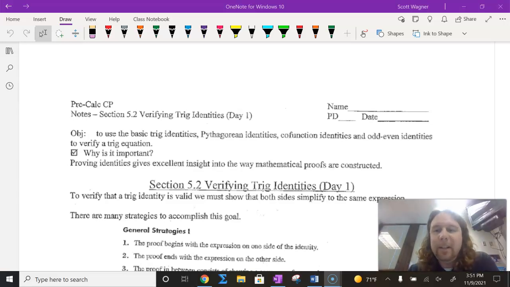Hey, pre-calculus. These are the notes for section 5.2, all about verifying trig identities.